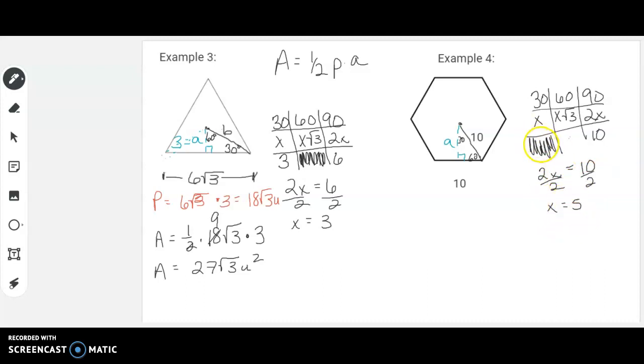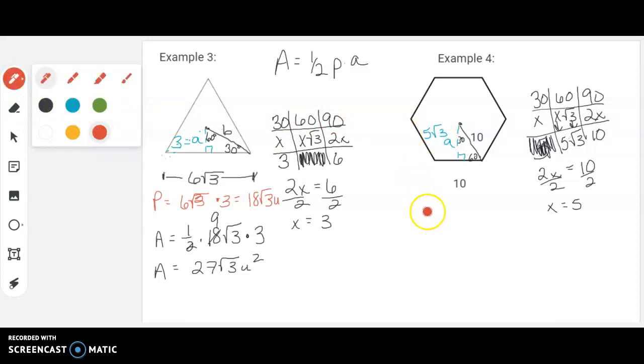That's normally what would go here. I would put 5 here. However, I don't need that one. I need the 60-degree side. So I'm going to substitute that in. So it's going to be 5 square root of 3. So my apothem is 5 square root of 3.